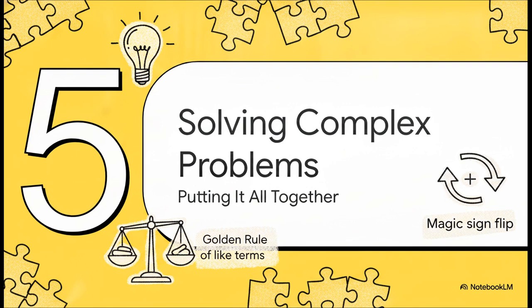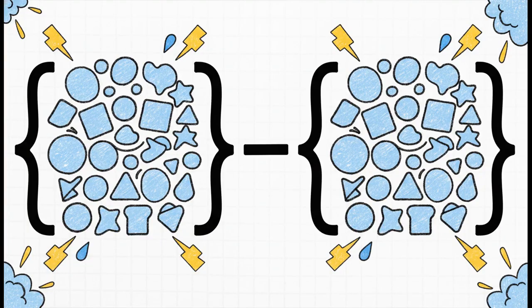Which leads us perfectly into our final part, Section 5, Solving Complex Problems Together. Look at how far you've come. You know the vocab, you've mastered the golden rule, and you know the magic sign flip. So let's take on our final boss equation, 5x plus 7 minus 3x minus 2. Take a deep breath here. Do not let this intimidate you. You already have every single tool you need right in your brain to solve this flawlessly.